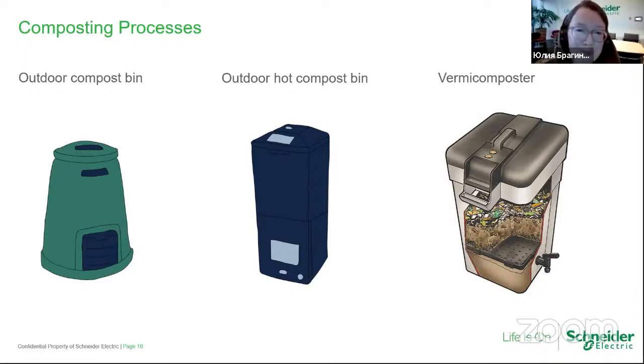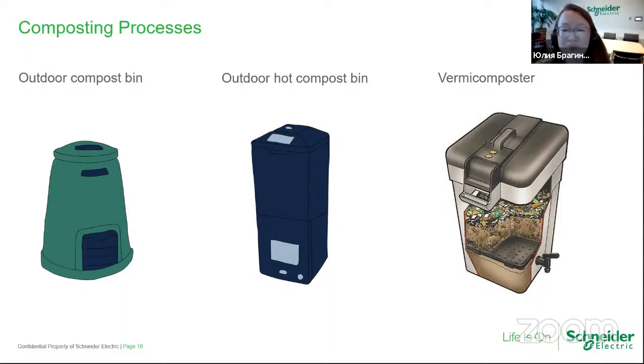The next type, the second one, is the outdoor hot compost bin. It allows decomposition to happen at a much faster rate by increasing the temperature of the decomposing matter. The resulting compost is finer than when produced without these methods.